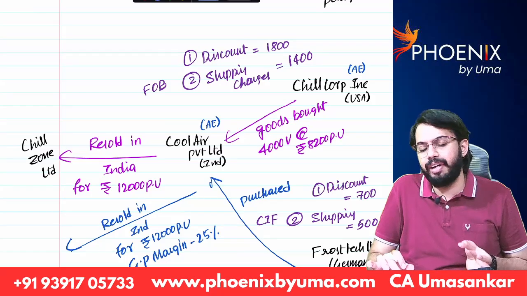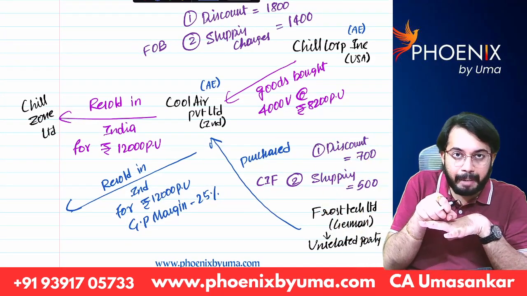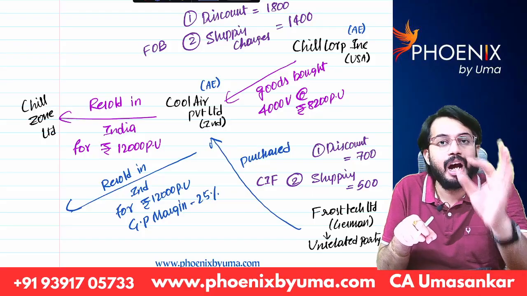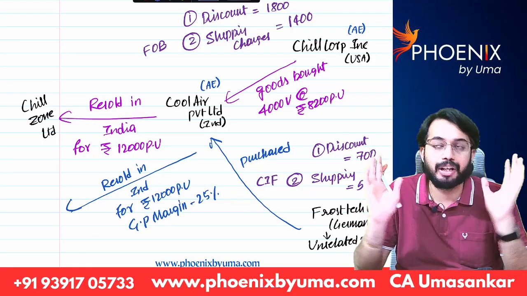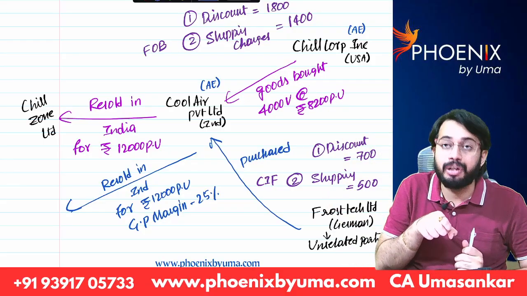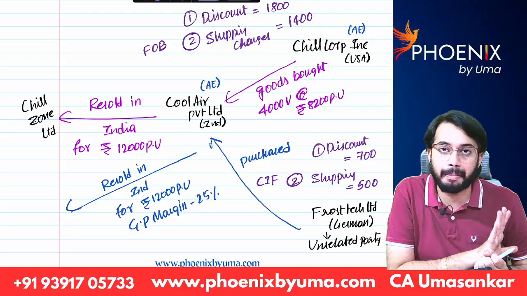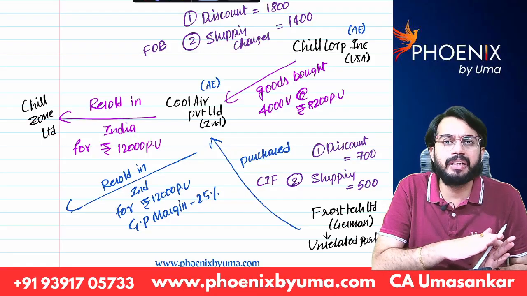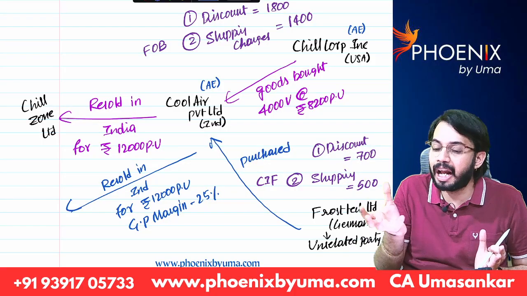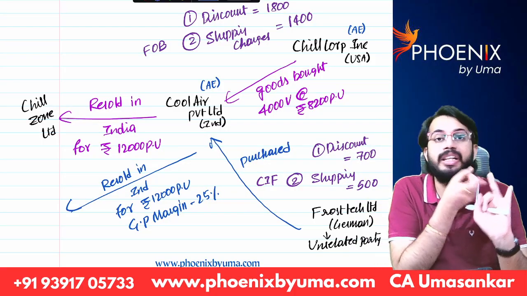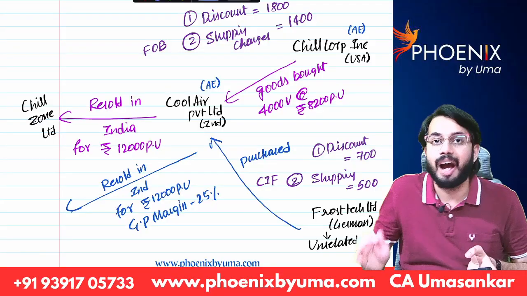So here what we will do, whenever goods are bought from an unrelated party and are resold in India, how much is his GP margin? His GP margin is 25%. So from a related party also, if he buys and resells in India, minimum he should get 25% GP margin. After his GP margin, the additional amount he can pay to the related party. But there are functional differences, discount and shipping charges. We will adjust the functional differences and calculate the arm's length price.